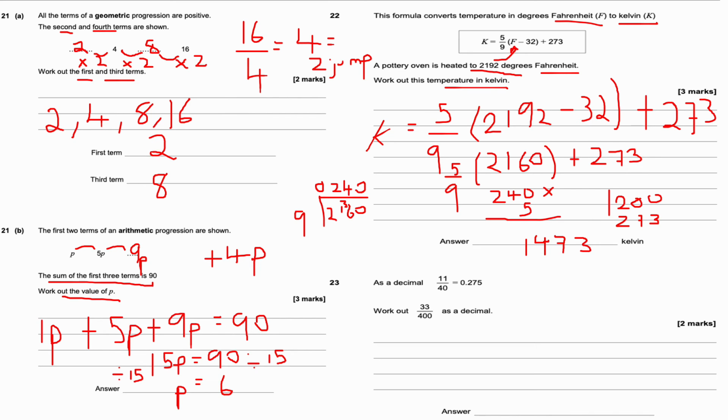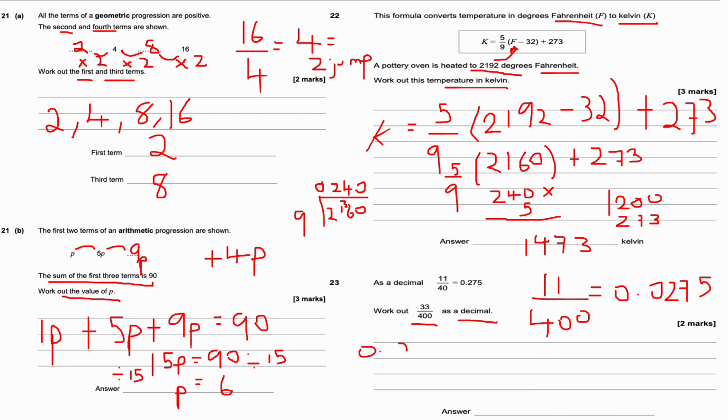Okay, this is question number 23. As a decimal, 11/40ths is 0.275. Work out 33 out of 400, or 33/400ths, as a decimal. Well, let's say that I want to work out 11 out of 400 using this. So I'm going to make it 10 times smaller, so it's 0.0275.